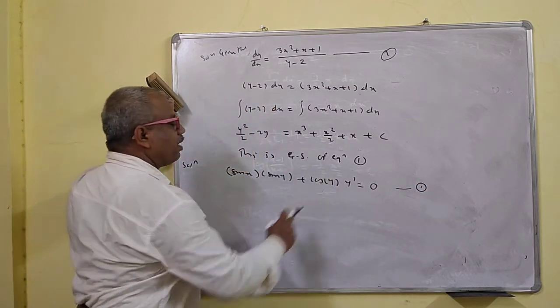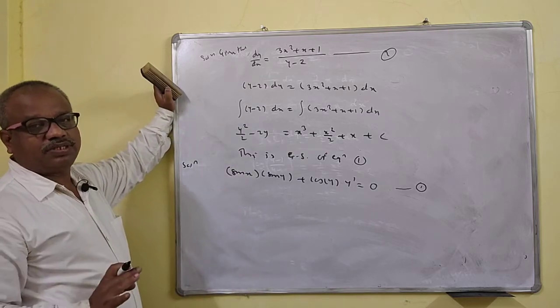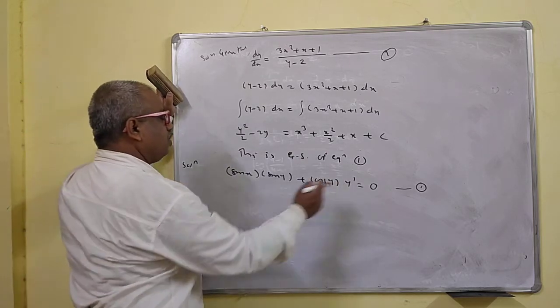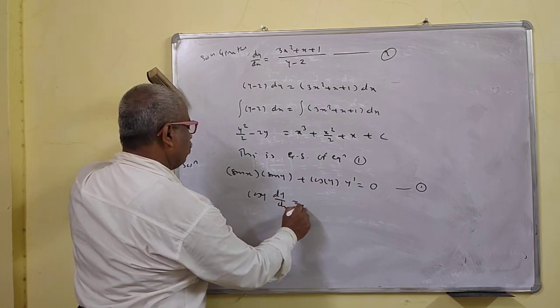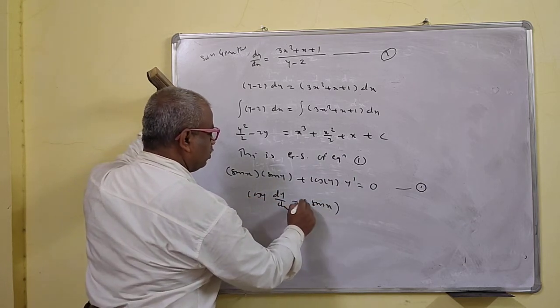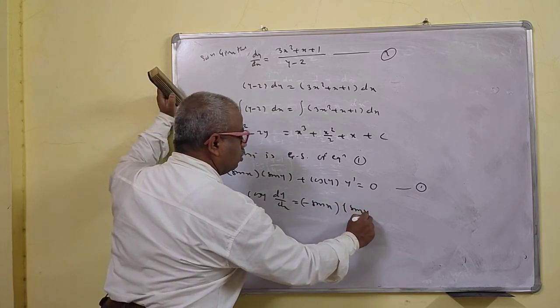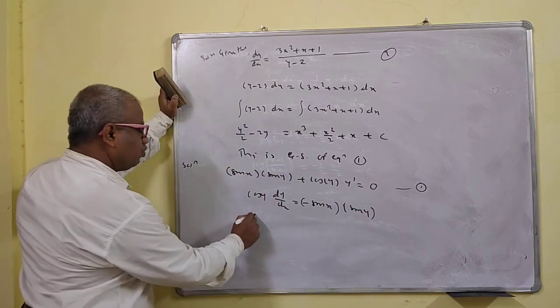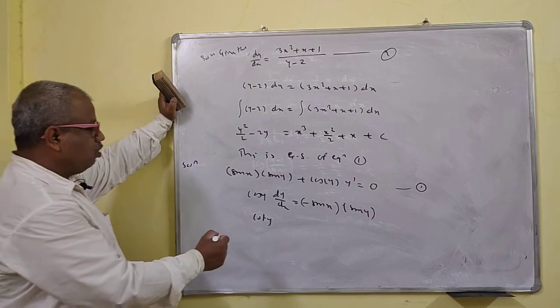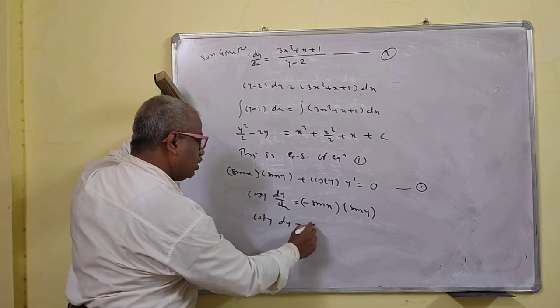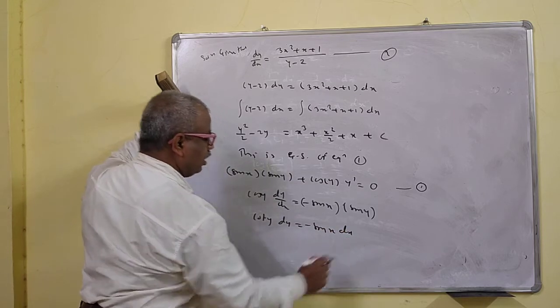So y' is there, that means this is not a linear differential equation. Okay, we'll shift to this side. Then cos y dy by dx is equal to minus sin x sin y. Now we'll shift the sin y to this side, so this will be cot y dy is equal to minus sin x dx.